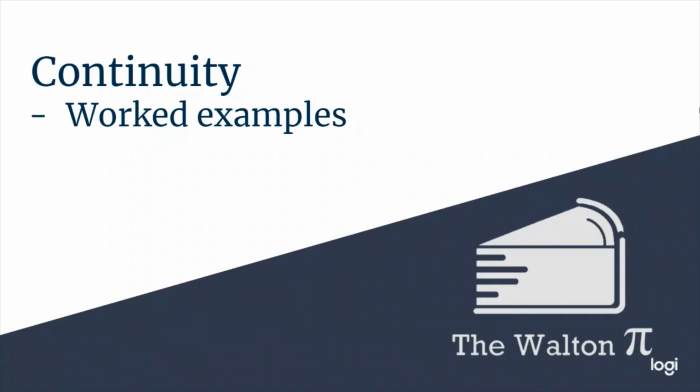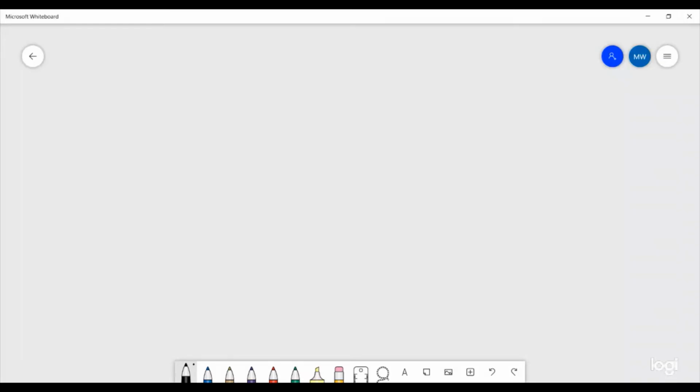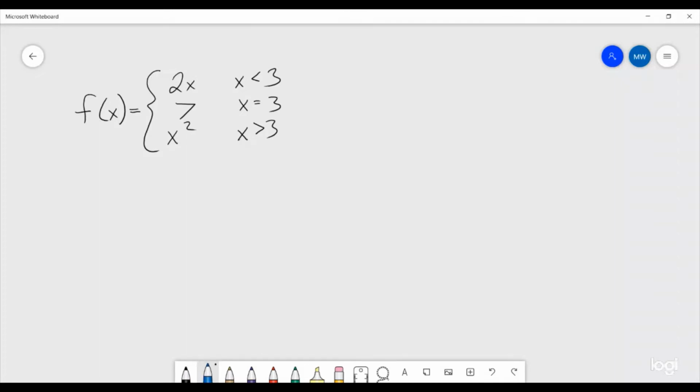Today we're going to go through some examples of showing functions are continuous. Let's suppose that f of x is defined piecewise as 2x if x is less than 3, 7 if x is equal to 3, and x squared if x is greater than 3. A question we might ask ourselves is, where is f continuous?